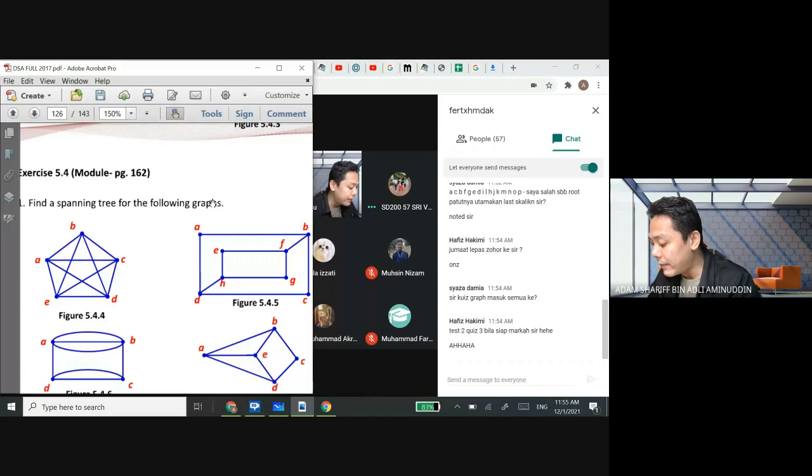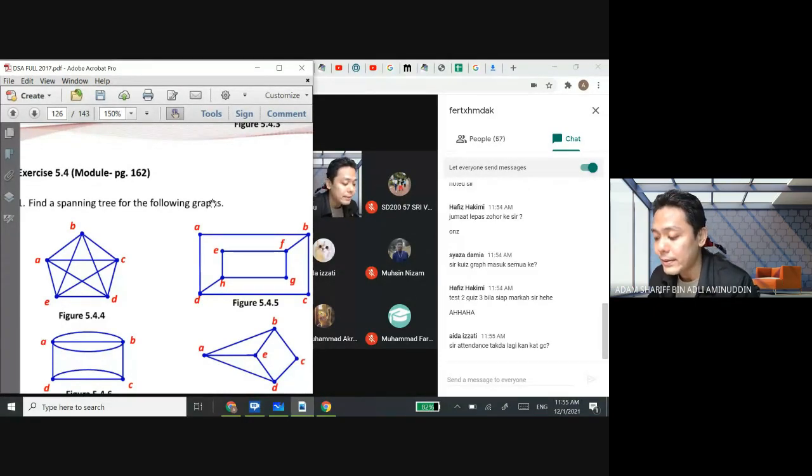Quiz 4 graf. Focus on the terminologies, basic-basic tu dan adjacency list, adjacency matrix dan incidence matrix. Untuk tree, saya akan masukkan pasal terminologies sedikit dan sedikit pasal pre-order traversal. Pre-order, in-order dengan post-order. Tapi quiz hari Jumaat. Masa saya cadangkan adalah pada masa. So attendance free lah, saya dah tak fikir sangat attendance. Free lah hari ni.